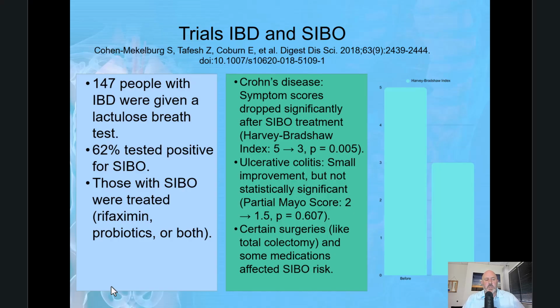What they found is that those treated with rifaximin had improvement in disease index status. The Harvey-Bradshaw index decreased in Crohn's. In ulcerative colitis, the partial Mayo score decreased. So that was a significant improvement in overall management of these conditions by treating SIBO. And it did mention in the trial that surgeries, strictures, and potential colectomy surgeries made one more at risk for SIBO.